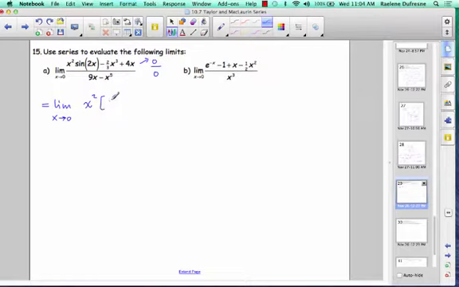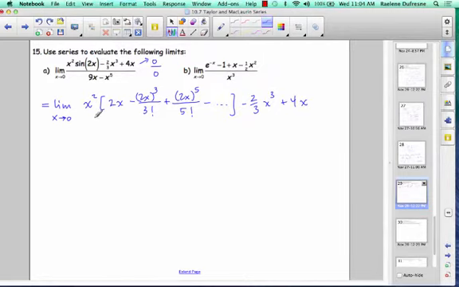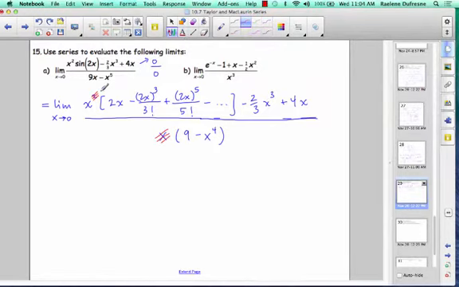So we will have 2x minus (2x) cubed over 3 factorial plus (2x) to the exponent 5 over 5 factorial minus dot dot dot, then minus 2/3 x cubed plus 4x, all divided by 9x minus x to the 5. I'm going to factor out an x and reduce with one of the x's factored outside here, one of the x's here, and one of the x's here.